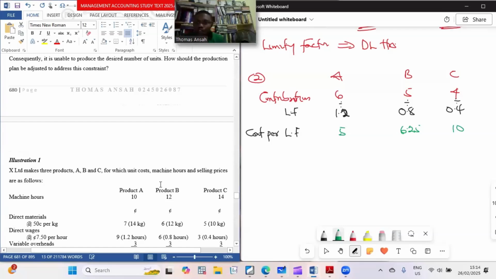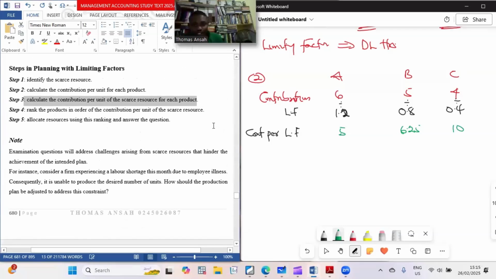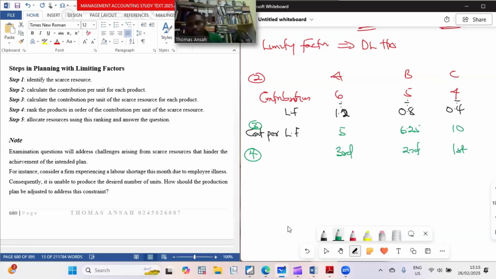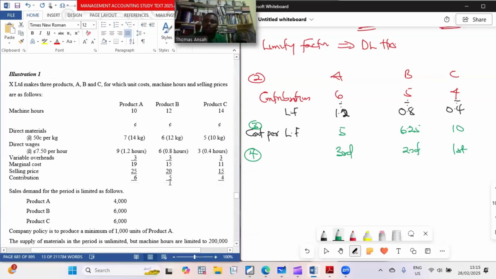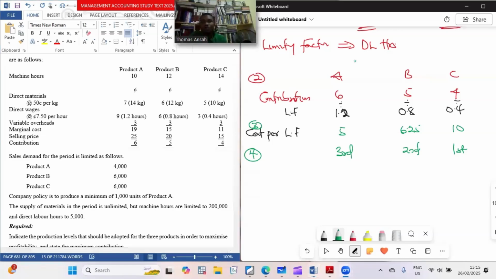And you can continue with, this is the third stage. You can continue with the fourth stage. So rank. All right. So this one will be first, second, and third. Is that not it? All right. So that is that. And so therefore you can allocate to actually solve the problem that you have been given in the question. Right. So you can allocate it and solve the problem that is here. So basically that is that.